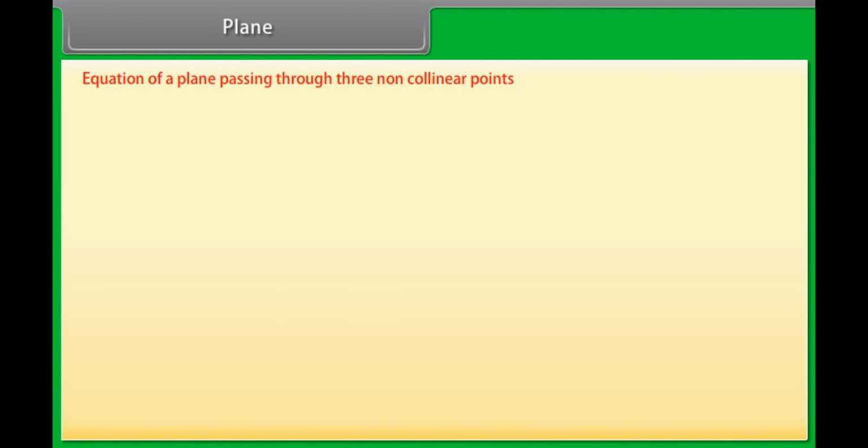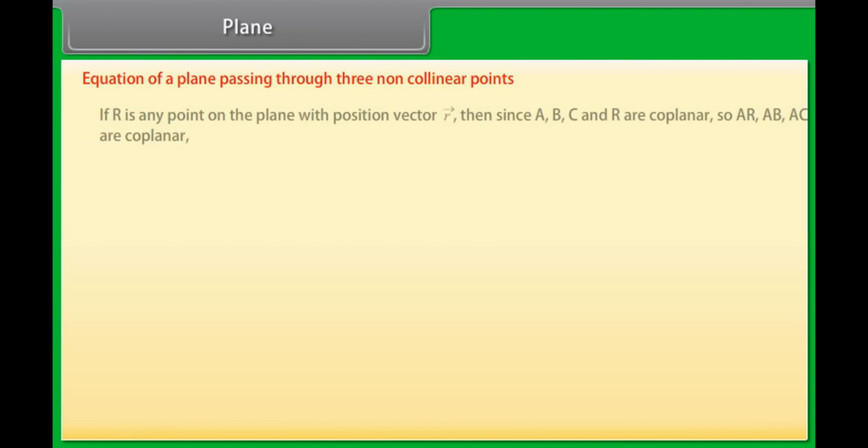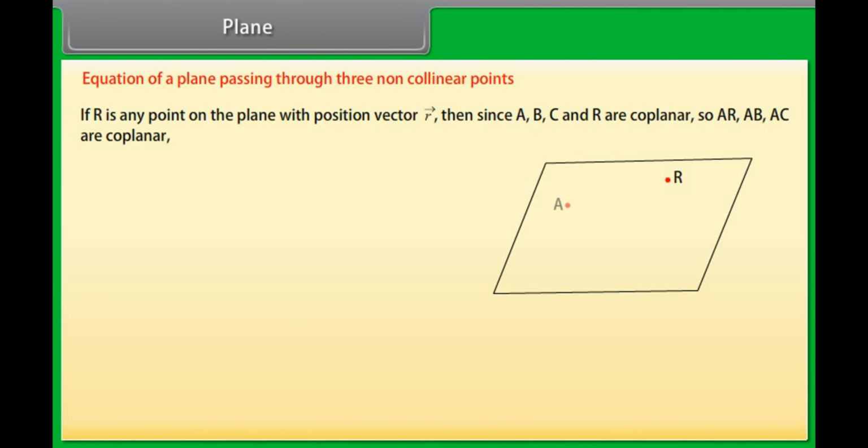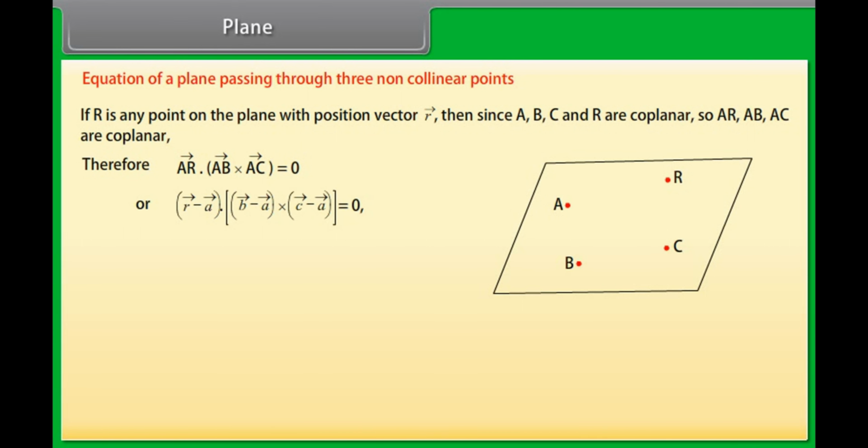Equation of a plane passing through three non-collinear points. If R is any point on the plane with position vector r, then since A, B, C, and R are coplanar, AR, AB, AC are coplanar. Therefore, the dot product of vector AR and the cross product of vector AB and vector AC equals 0, or the dot product of vector r minus vector a and the cross product of vector b minus vector a and vector c minus vector a equals 0.